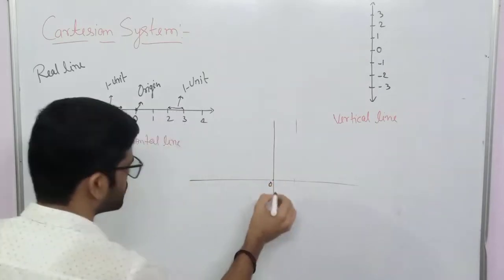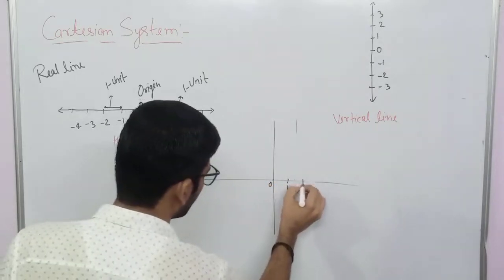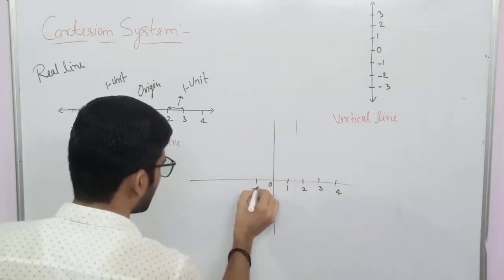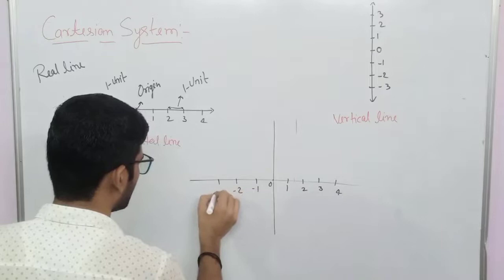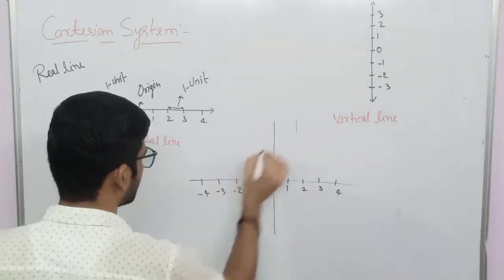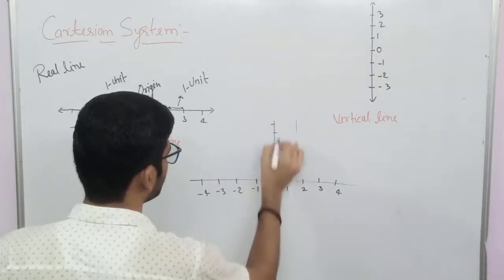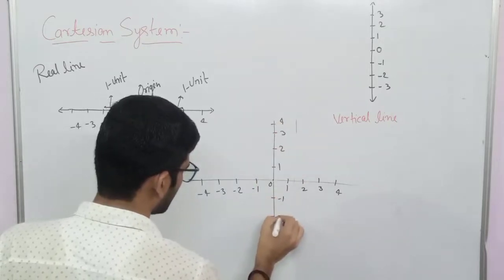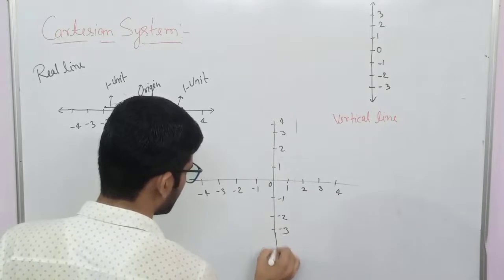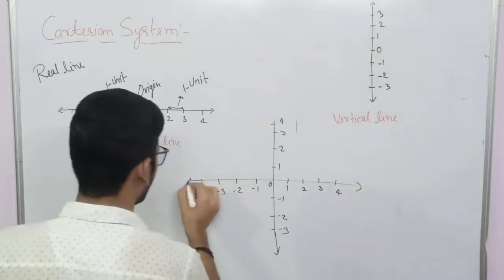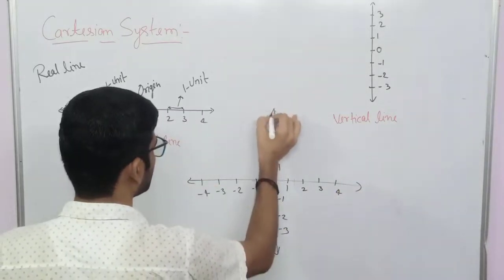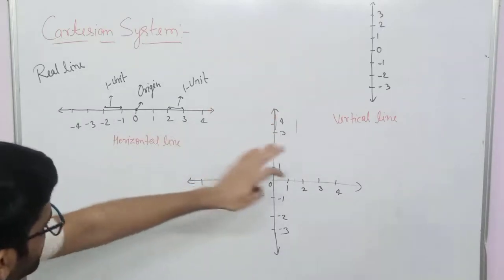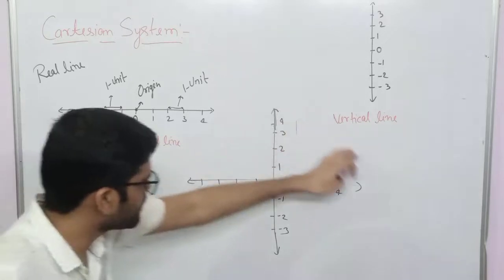This is O, and again you can write here 1, 2, 3, 4, -1, -2, -3, -4. Again you can write here 1, 2, 3, 4, -1, -2, -3, -4. If we merge the horizontal line and the vertical line, we have this type of figure.